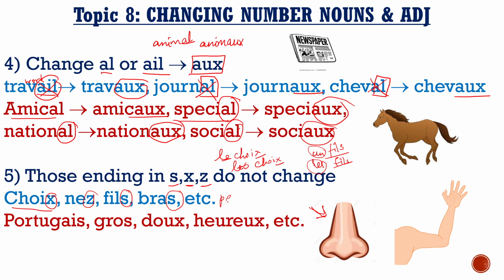Another one is pays, which you'll get confused with sometimes. Pays is a country. So the country is le pays. The countries is also pays, but the article has to change from le to les. Same way with the adjectives. Portugais, gros end with S, so singular and plural remain the same. Doux ends with X, so singular and plural remain the same. So those are the 5 rules that you need to take care of when you're changing a sentence from singular to plural, when you're changing the number of a sentence.